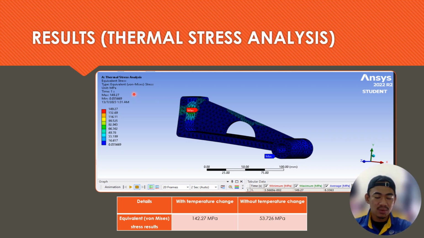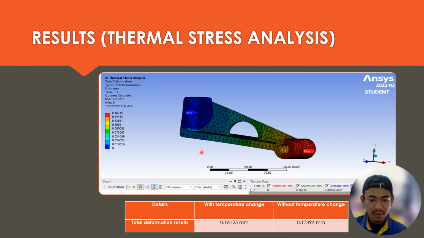For the next slide, I want to talk about the results for thermal stress analysis. For the equivalent von Mises stress result, with temperature change, we get 142.27 megapascal, and without temperature change, we get 53.726 megapascal. For total deformation, with temperature change, we get 0.16 millimeter, and without temperature change, we get 0.14 millimeter.